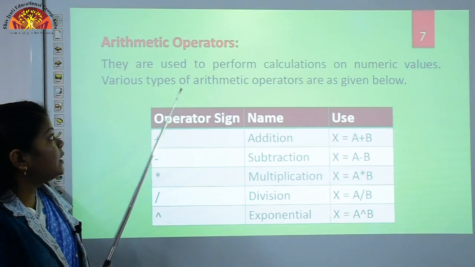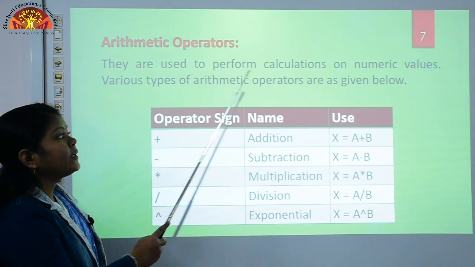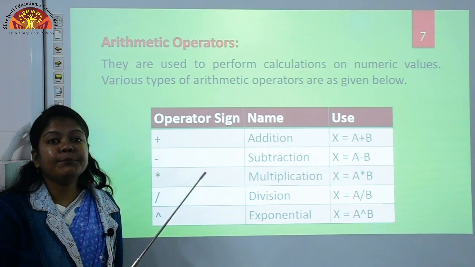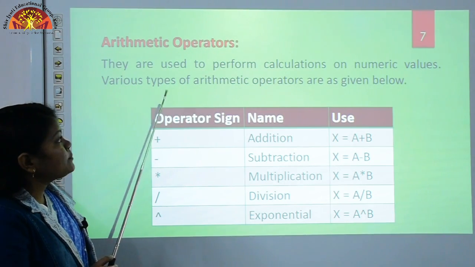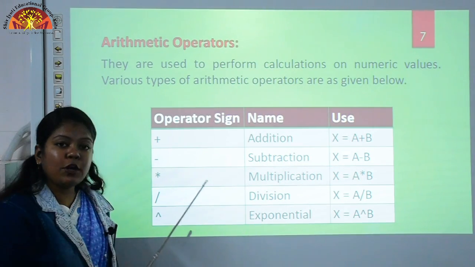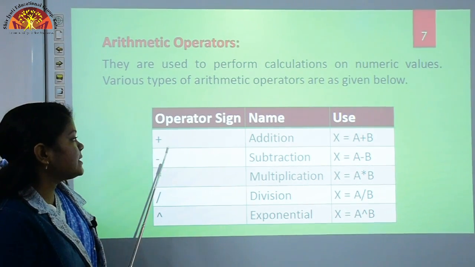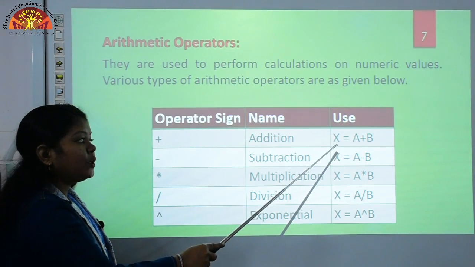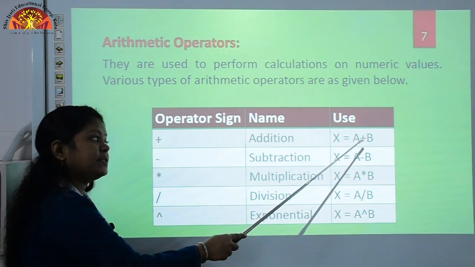First we have arithmetic operators. They are used to perform calculation on numeric values. By using the arithmetic operators we can perform mathematical operations on numbers. Various types of arithmetic operators are given below in this table. First we have the addition operator, and we can use it like this: x equal to a plus b. Here the variable x holds the addition of a plus b.